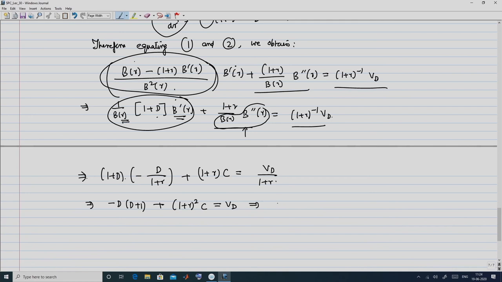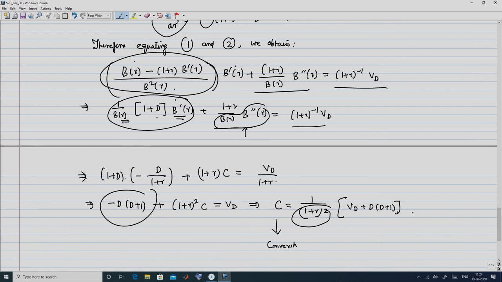And this implies that C is going to be equal to 1 over (1 plus r) whole square into, so I bring this term to the right hand side, V D plus D into (D plus 1), and I divide both sides by (1 plus r) whole square. So, now you see that we have a relation which connects the convexity with the duration.